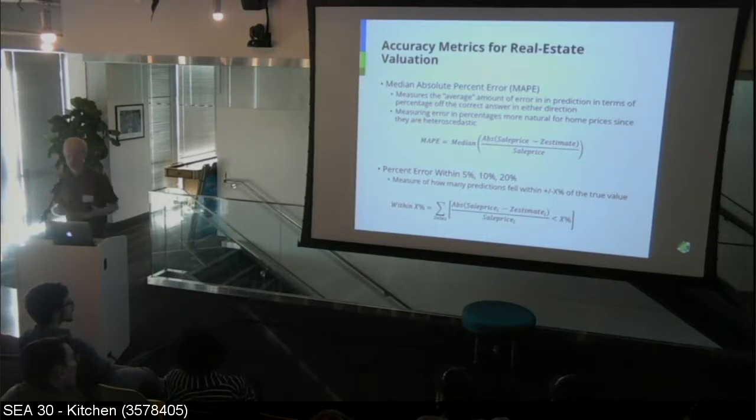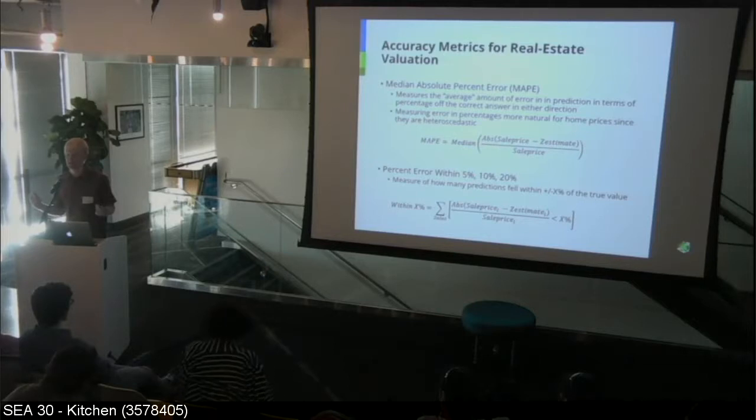Now, that's where we get to the second set of metrics, the percent within metrics. Those very naturally give you a sense of, if we set a goalpost at 5%, how many homes sell within 5% of their estimate. That is what your percent within metric will be.